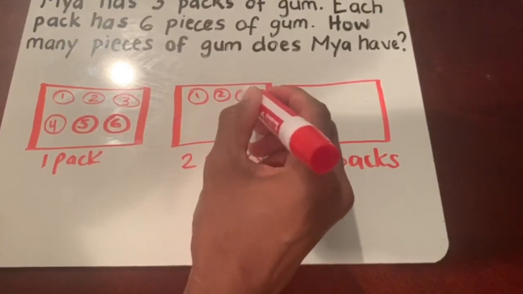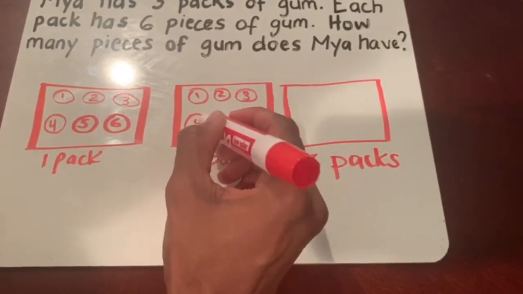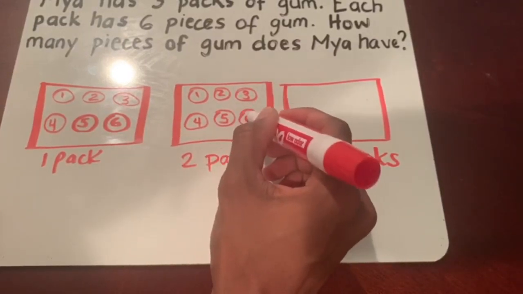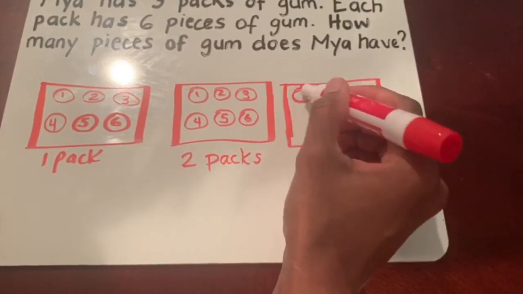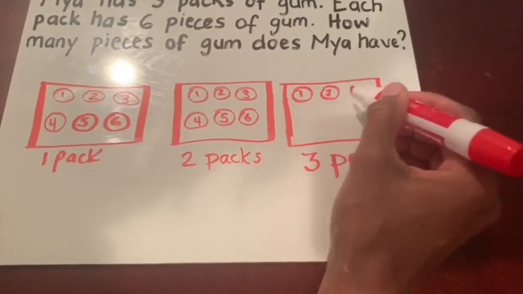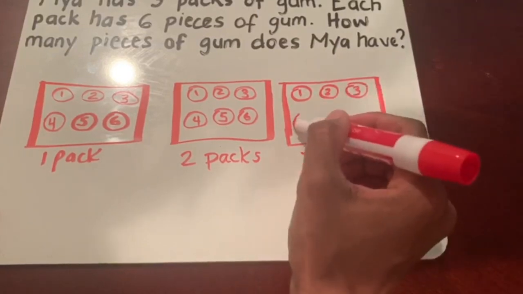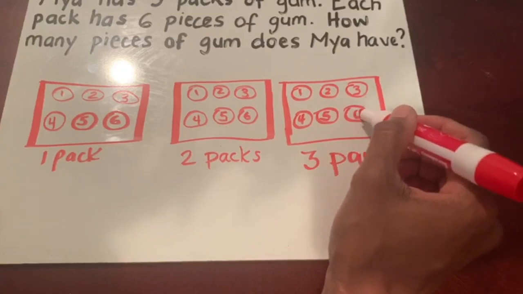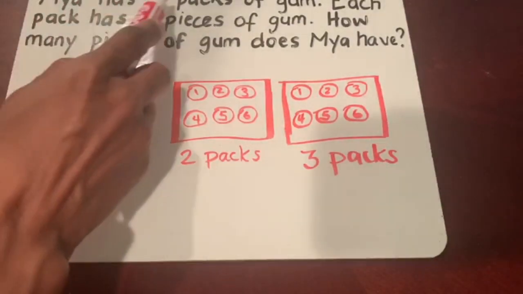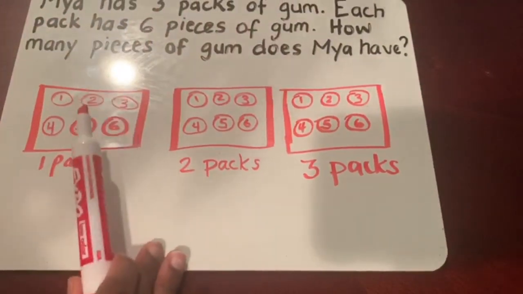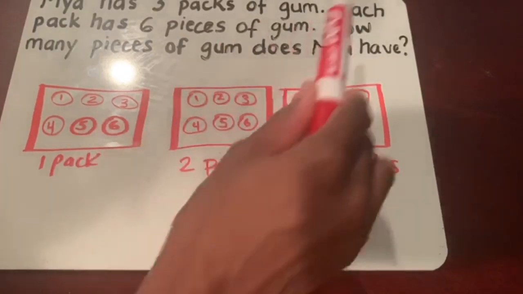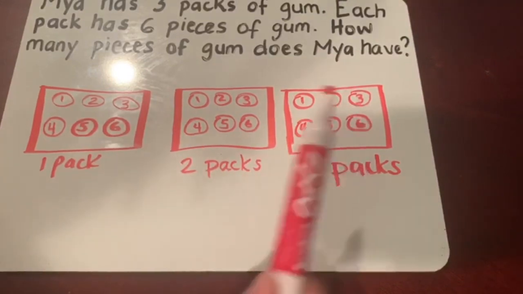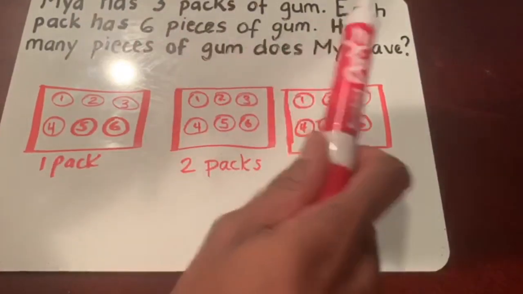2, 3, 4, count with me, 5, 6. Now you count all by yourself. Good. Maya has 3 packs of gum. I see them. 1, 2, 3. Next line. Each pack has 6 pieces of gum. 6, 6, and 6. How many pieces of gum does Maya have?